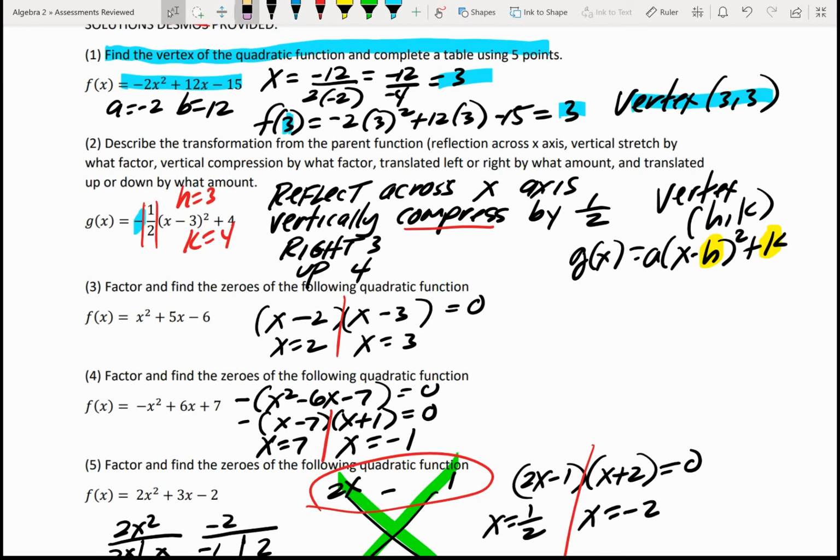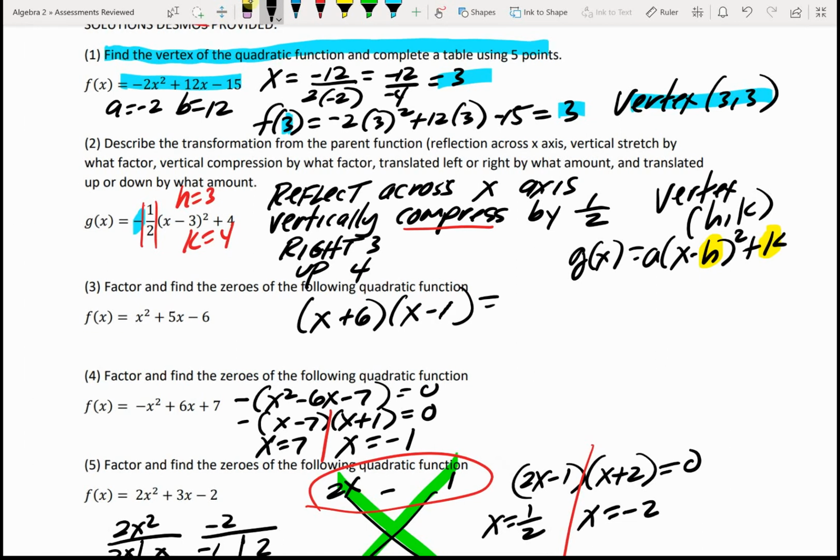Okay, the next one, number 3, factors of negative 6 that add up to 5. Ooh, that is so wrong. Let me erase that. Factors of negative 6 that add up to 5 would be positive 6 and a negative 1. So that would be x plus 6 times x minus 1. There we go, that's better. 6 minus 1 is 5, and 6 times negative 1 is negative 6. We find our zeros and set each factor equal to 0. So x plus 6 equals 0, x equals negative 6, and x minus 1 equals 0, so x equals 1. So those are my zeros there. Some of you just factored.